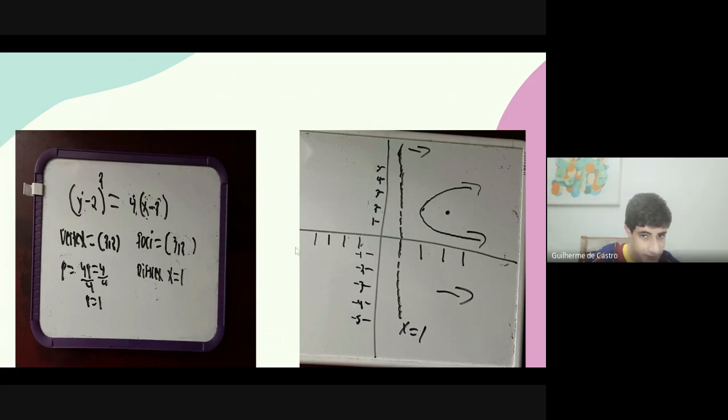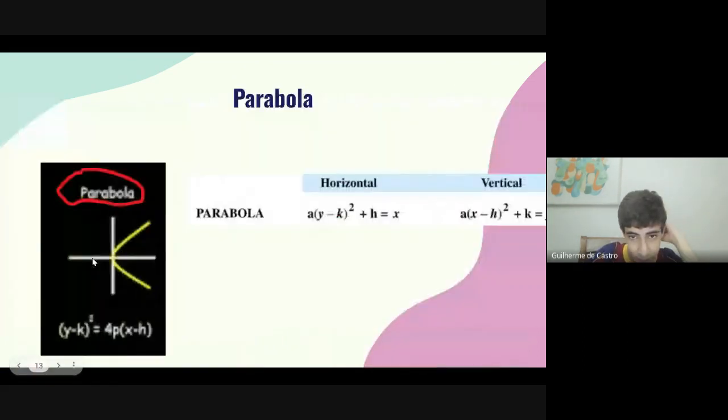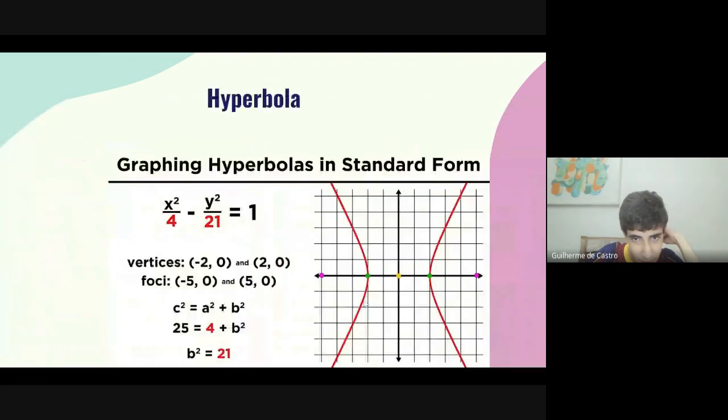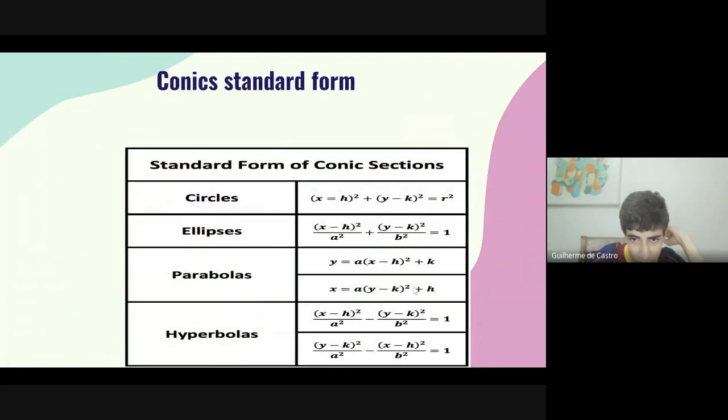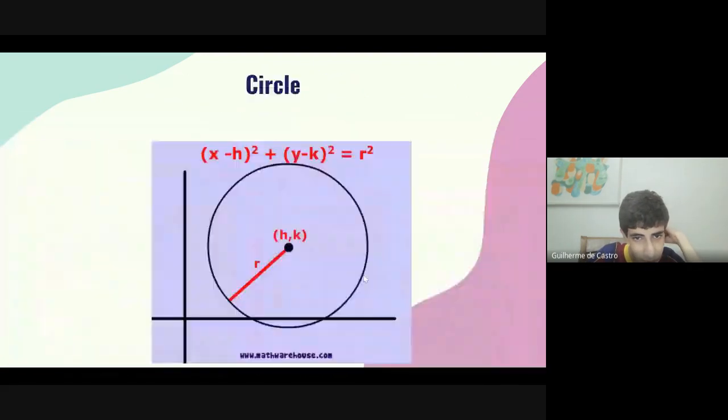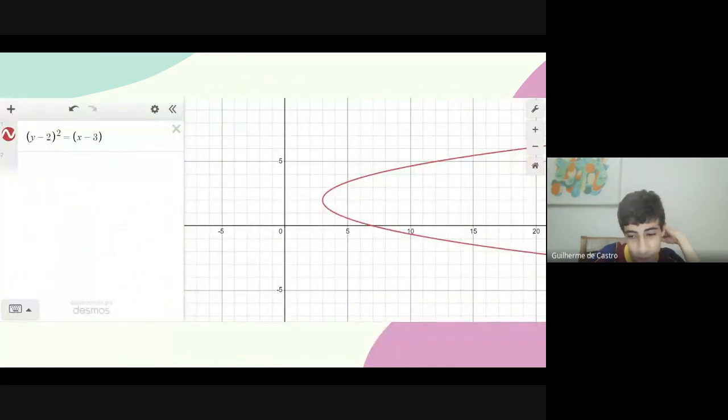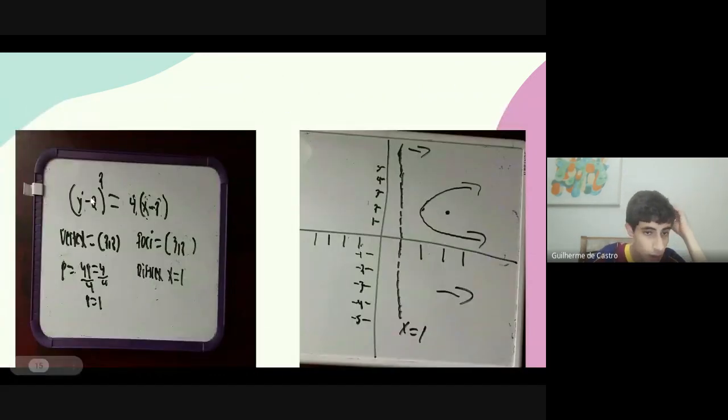Your major points when graphing a parabola are your vertex, which is the same as your center, opposite of h, opposite of k. And now you have your p value. Because in the standard form, you have a p here. The standard form of a parabola has a p. So it depends. You can say y minus k squared is equal to 4p times x minus h.